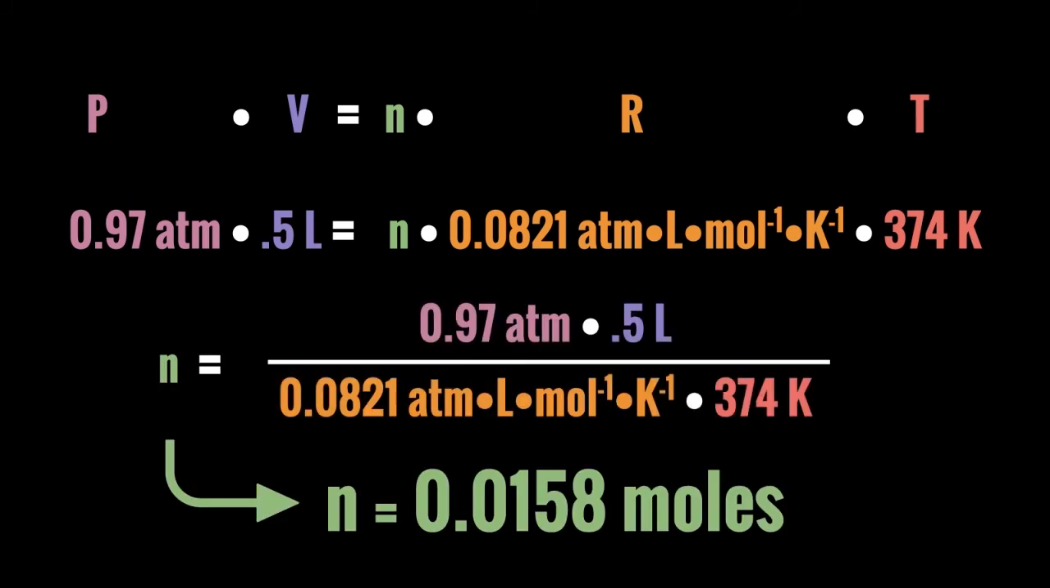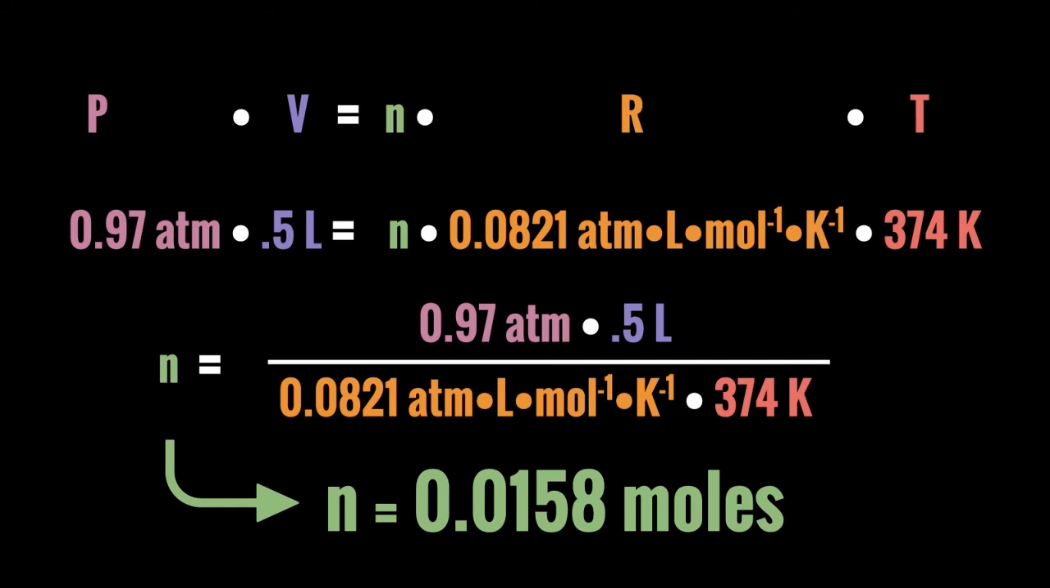Basically we've rearranged the equation so that n is on one side, and then we go through the calculations, and we get that n equals 0.0158 moles. But we're not done here. Why are we not done here, Wallace?